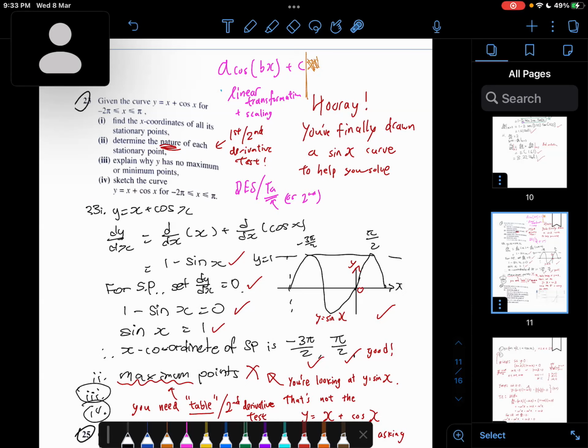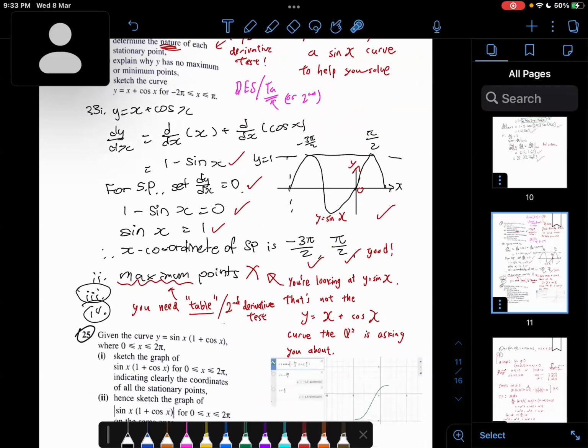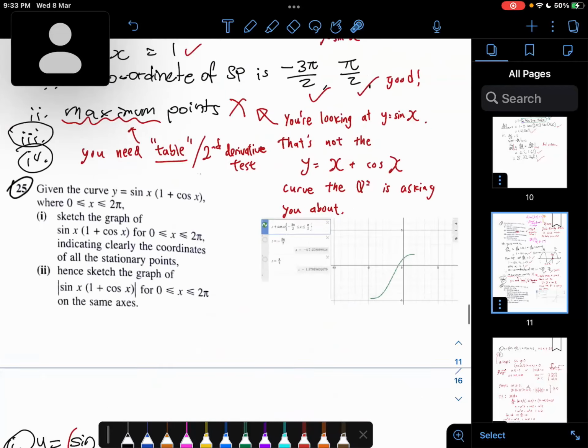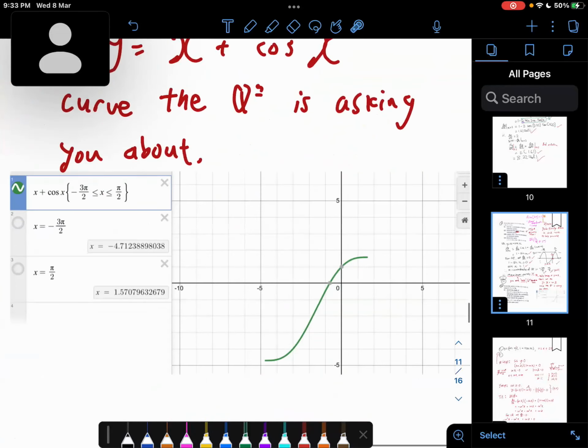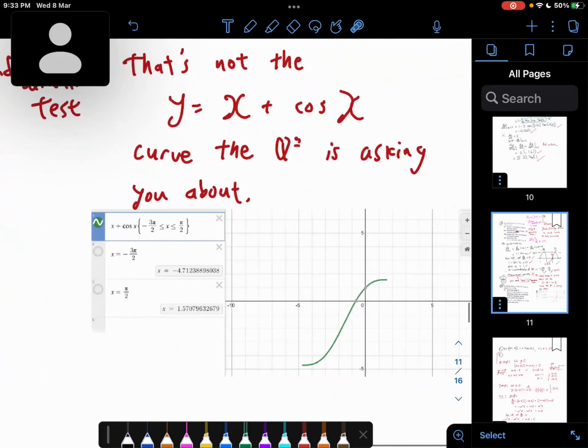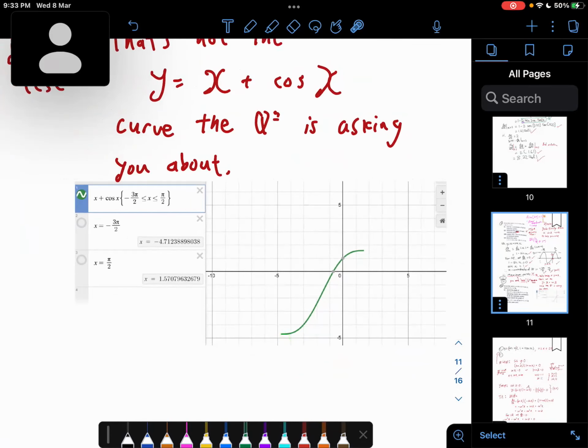Not maximum, not minimum. Inflection. Inflection point. And I think I already took a screenshot of the graph for you. Here is how the graph looks. Did I draw the wrong curve? Let me just double check. Yeah, over here, the gradient is not horizontal. This is not a minimum point. It's actually a bit slanted.